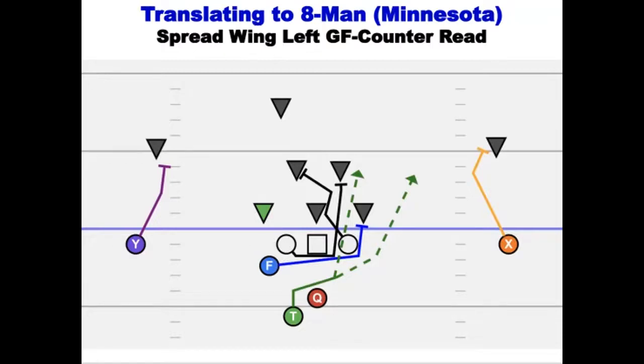All right, so Minnesota runs several GY or GT counter plays. But in this case, I have what I call the F as my kick out puller, which is the guy pulling here, the F, which is why I'm calling it a GF counter. F is the kick out puller here.